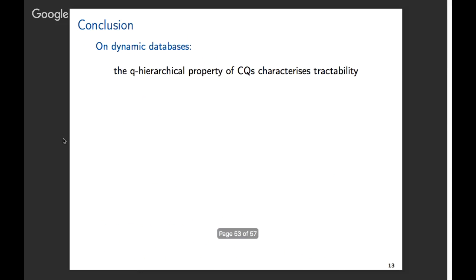So to conclude, on dynamic databases, it turns out that this Q-hierarchical property characterizes the tractability of conjunctive queries in the sense that it allows constant update time, and queries that are not of this form cannot be maintained with sublinear update time.